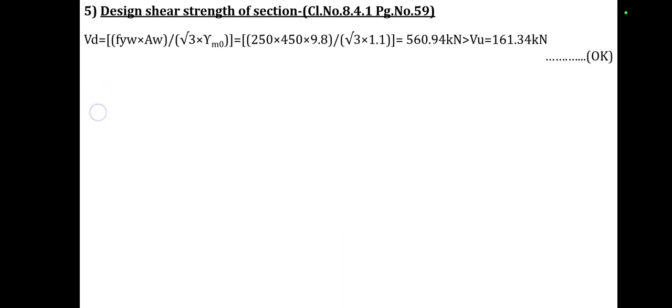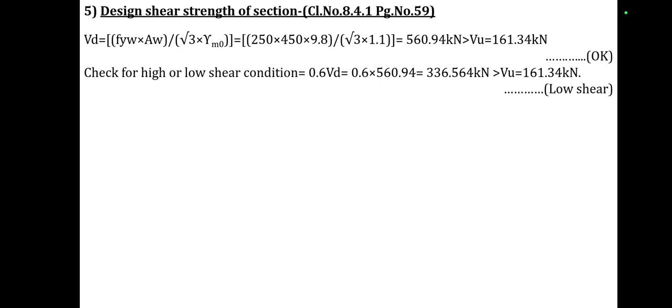Then we need to calculate the design shear strength of the section. Clause number 8.4.1 of page 59 gives us the formula regarding it. The formula is VD is equal to FYW into AW upon root 3 gamma M0, where FYW is 250, AW is the area of the web, and root 3 gamma M0. By substituting this value, we know that our VD is greater than VU.